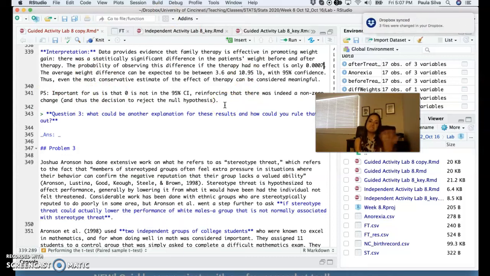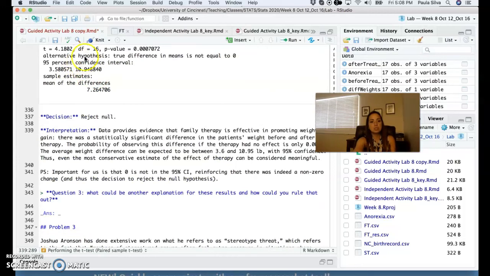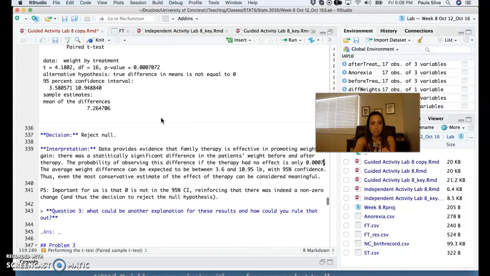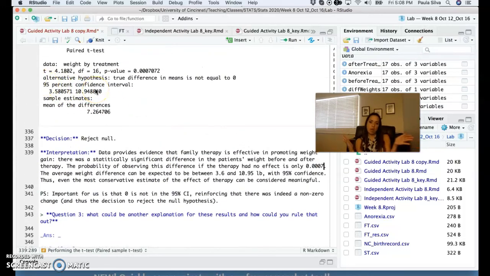The effect could be from small to somewhat moderate for the amount of time that therapy went on. So again, important for us here is that 0 is not within the confidence interval. But the confidence interval is kind of wide. People can gain between 3.5 and 10.9. It would be nice to run this on a larger sample to get a more precise expectation of weight gain with family therapy.